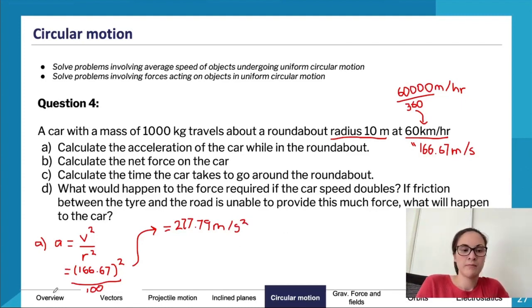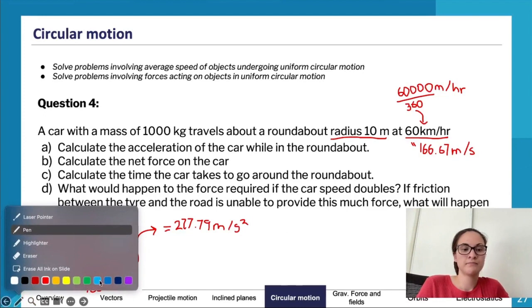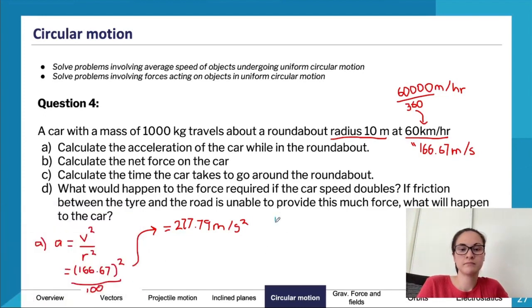Now for B, I'll use a different color. They say to calculate the net force on the car. For this, we're going to use F is equal to ma, or F net, I should say.